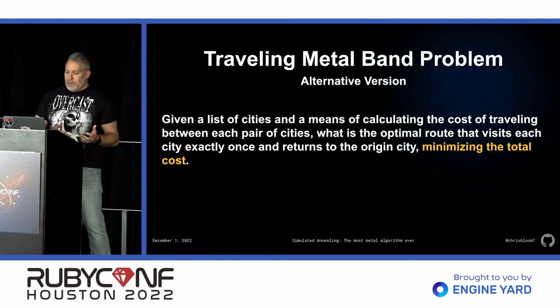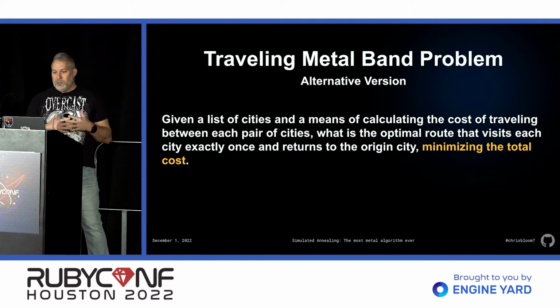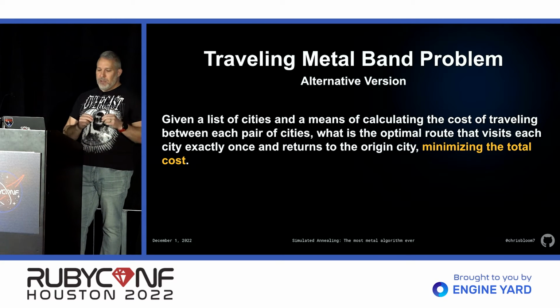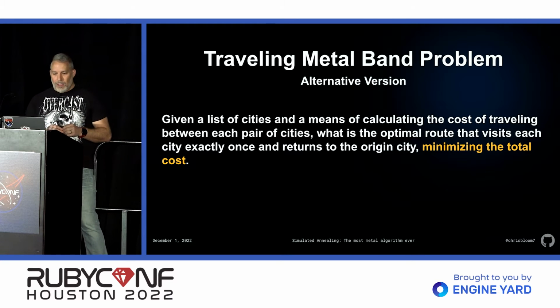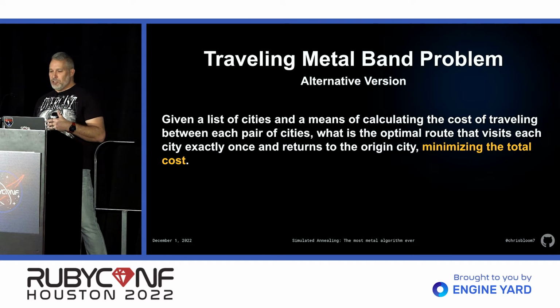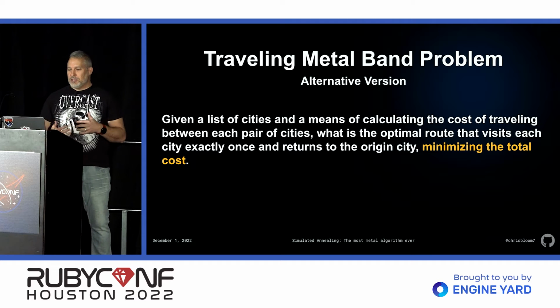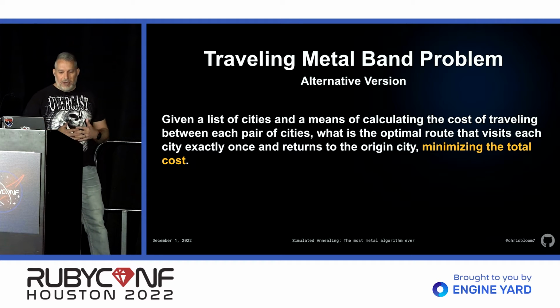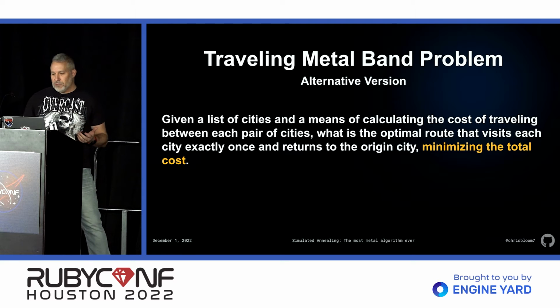Given a list of cities and a means of calculating the cost of traveling between each pair of cities, what is the optimal route that visits each city exactly once and returns to the origin city, minimizing the total cost? So here, the distance between cities is likely still a factor, but the optimal solution now must take into account the cost of traveling that distance. And while the problem doesn't explicitly state what is factored into those costs, we can make some general assumptions.